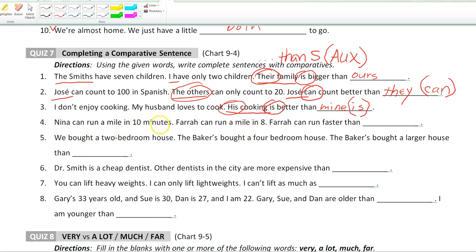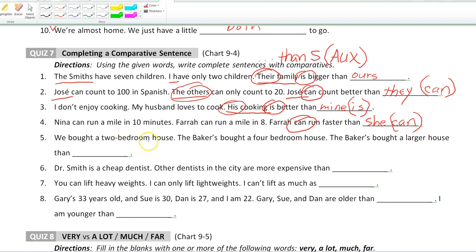Nina can run a mile in 10 minutes. Nina is a woman. Farah can run a mile in 8. Farah is a woman. Farah can run faster than, okay, we could use the name, but here I want to practice the pronouns, so I'd rather use a pronoun. So let's get rid of Nina, and let's use the pronoun. Farah can run faster than she, and we use the same one, can. And of course we can drop can.